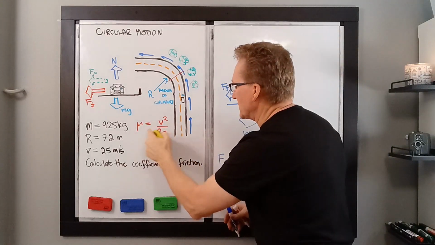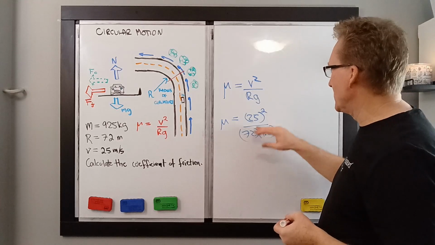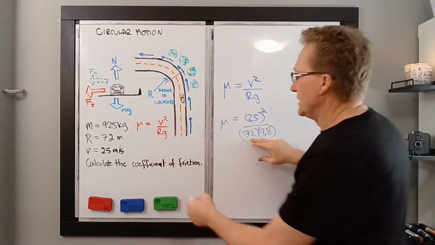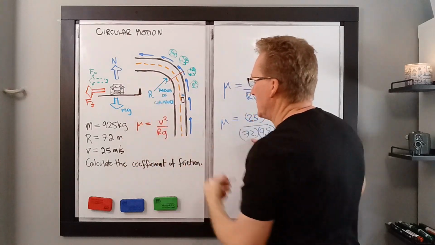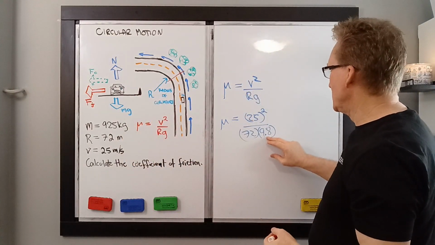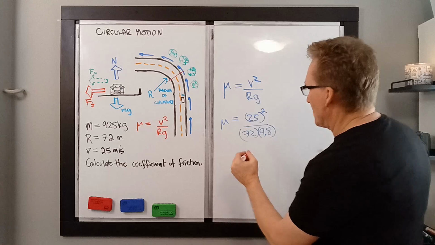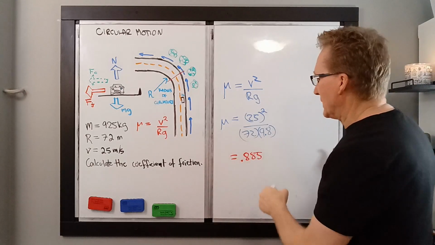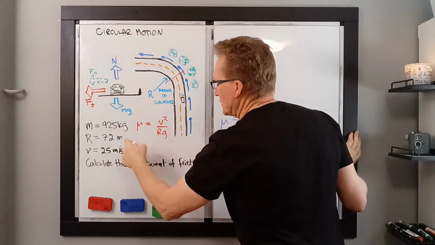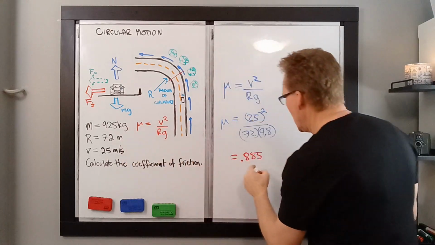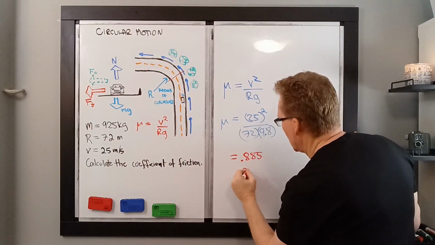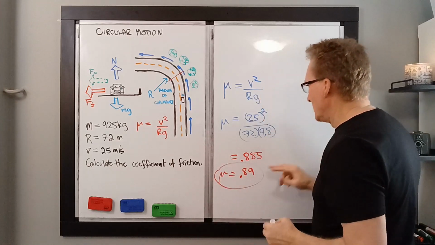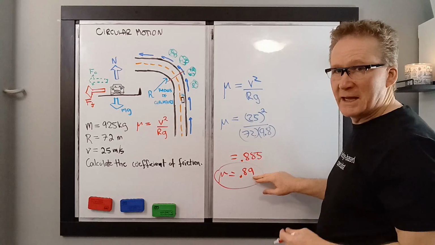Now let's just go and just plug these numbers in. All right, I punched the numbers in here. The velocity is 25, and we square it. The radius of the road, the radius of curvature here, is 72, and g is 9.8. So I'm getting on my calculator 0.885. Now let's check for significant figures. Here we have 2, here we have 2, here we have 3. So let's go with 2. So I'm going to make this 0.89. So mu, the way you would answer the question is you would say the coefficient of friction is 0.89.